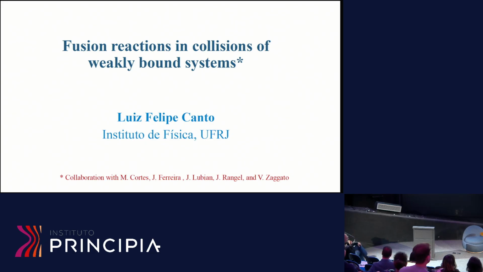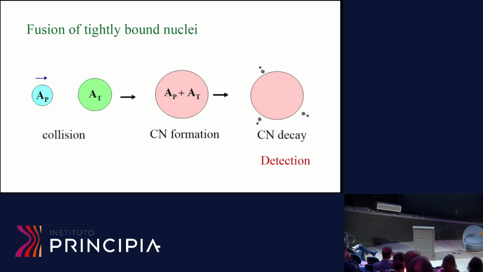Well, I will be discussing today fusion reactions involving weakly bound nuclei. Well, first, what's a fusion reaction? It's a process where a projectile with A nucleons collides with a target, and then the system surmounts the Coulomb repulsion and fuses to form an equilibrated compound nucleus that decays through the emission of radiation, light particles, or even fission if it's heavy enough, okay?